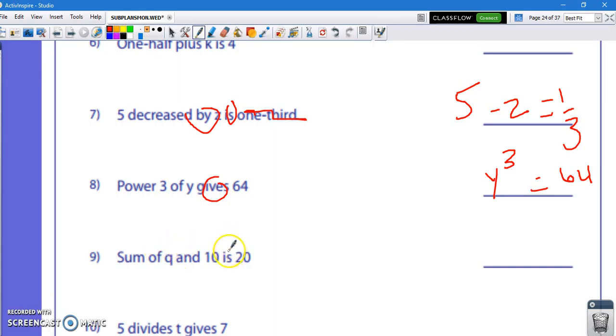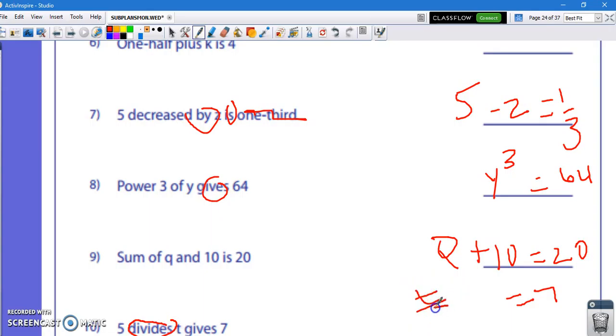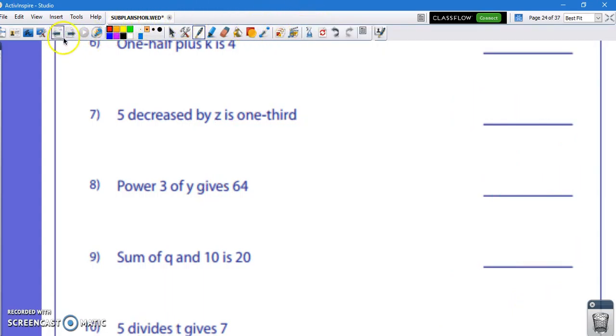Sum of q and 10 is 20. Sum means add, so q plus 10. And our last one down here, 5 divides t gives 7. Gives means equal. 5 divides t, so 5 is dividing t. That means t is on top, and 5 is going to be dividing it. Okay? Let's move on to the next page and see what we got.